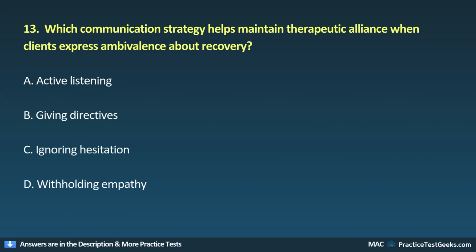13. Which communication strategy helps maintain therapeutic alliance when clients express ambivalence about recovery? A. Active listening. B. Giving directives. C. Ignoring hesitation. D. Withholding empathy.